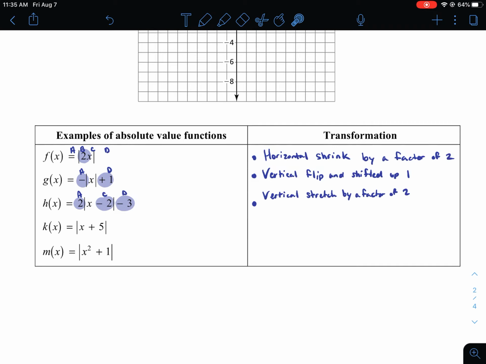So this is what we have: a vertical stretch by a factor of 2, a horizontal shift to the right 2, and a vertical shift down 3. So let's verify that and make sure we have that correct.